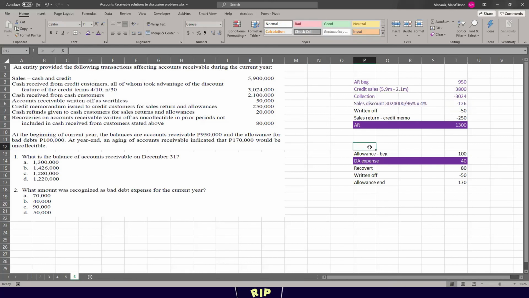Next, we have the AR written off as worthless. So that's 50,000. And finally, ayun, yung sales returns and allowances, yung credit memo amounting to 250,000. Okay, so then we have total AR of 1,300,000. So the answer to requirement number 1 is letter A.